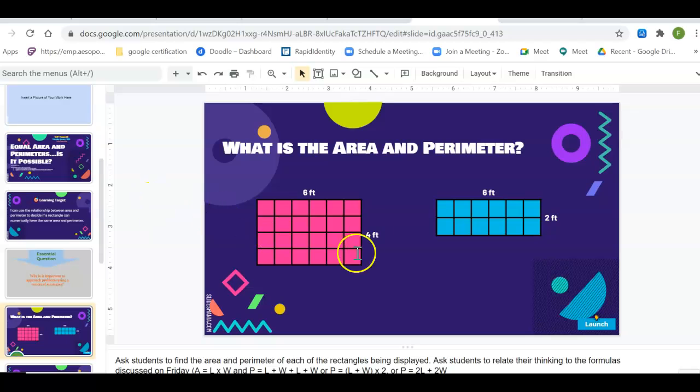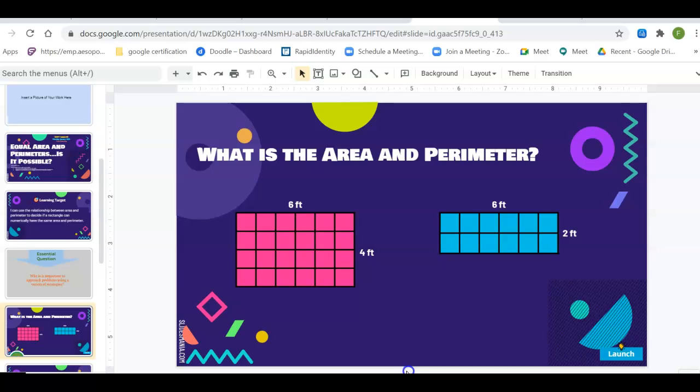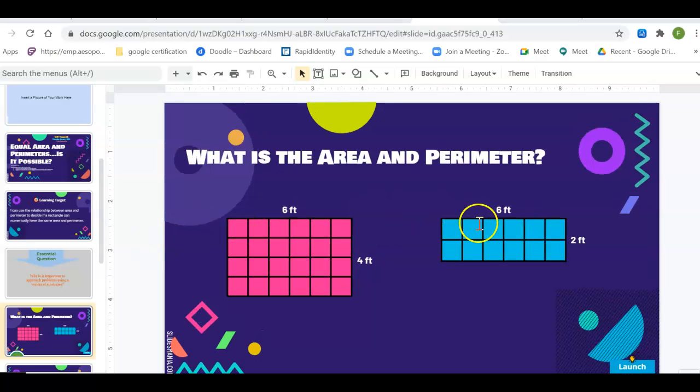And on our next slide, what is the area and perimeter of these two figures? So if you look right here, we've got one rectangle that's 6 feet by 4 feet, and we've got another rectangle that's 6 feet by 2 feet. So I want you to take a minute to look that over, see if you can determine what is the area and perimeter of that. You look at these two rectangles and you try to determine the area and perimeter.